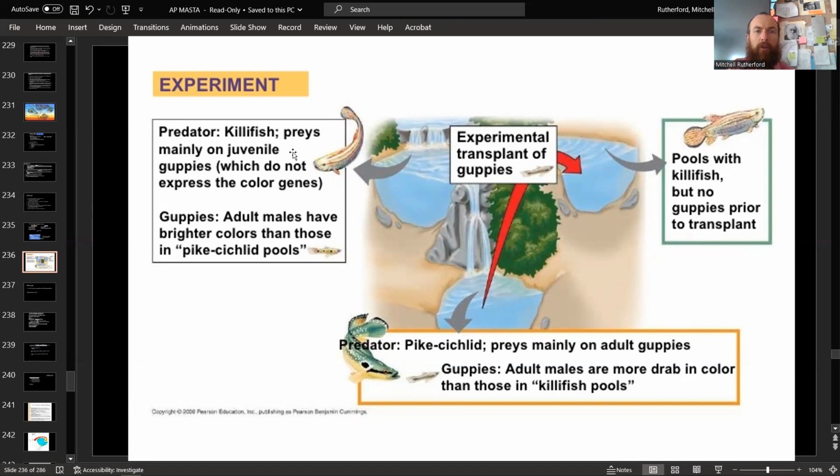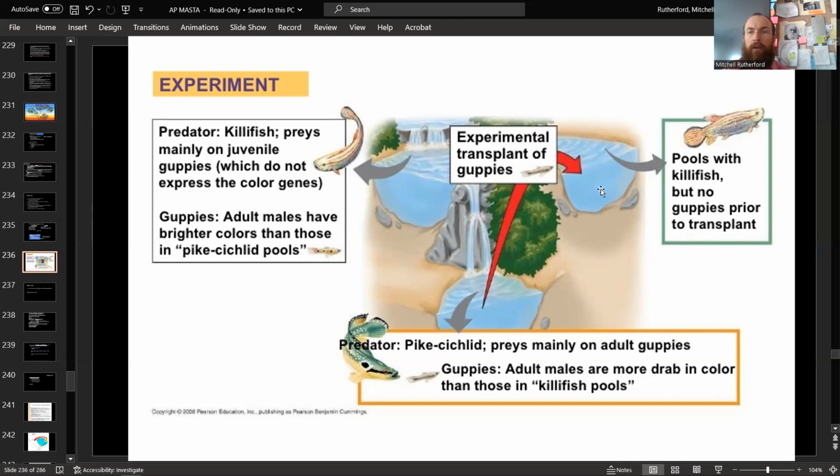Yeah, so the predator, the killifish, which is a perfect name for a killifish, preys on the juvenile guppies, and they don't have any color genes, right? Because they don't have any color. They've adapted in their environment to have some camouflage, like be kind of see-through, right? The adult males have brighter colors than those of the pike cichlid pools, right? Okay.